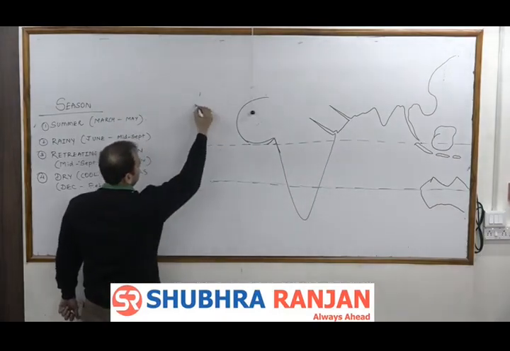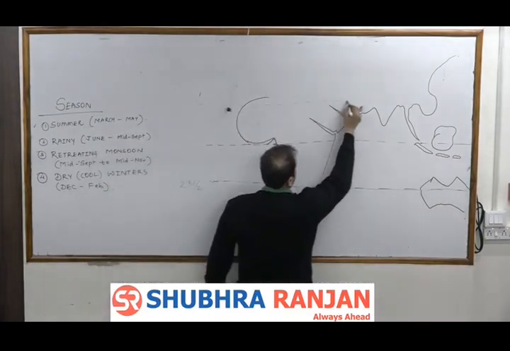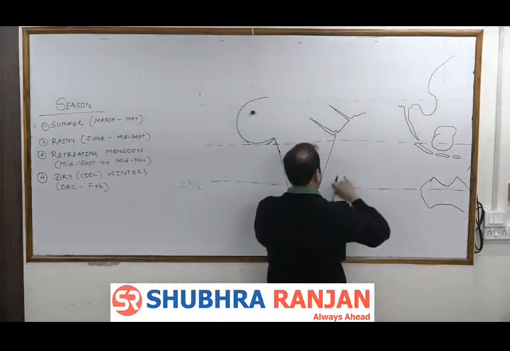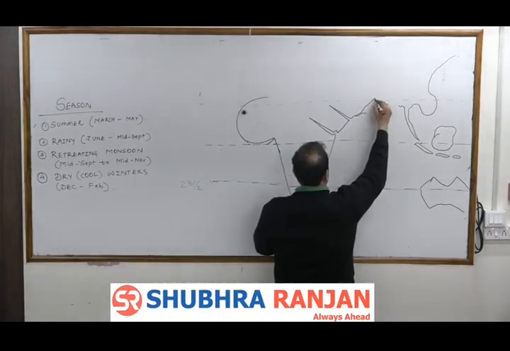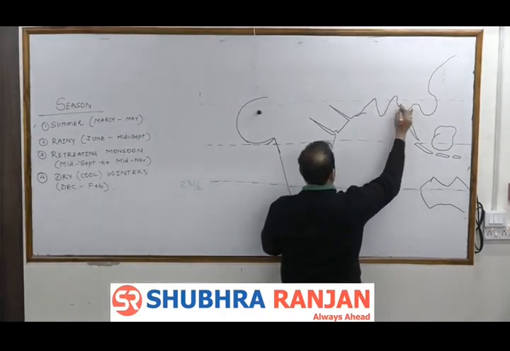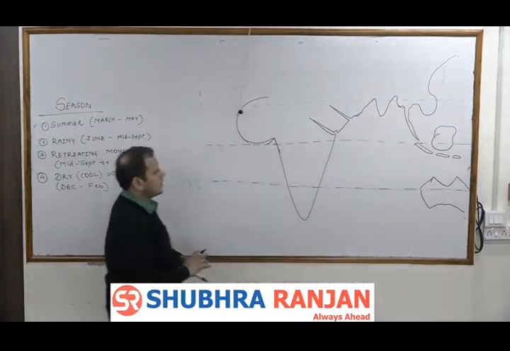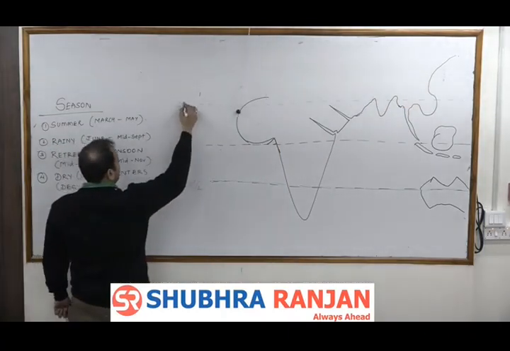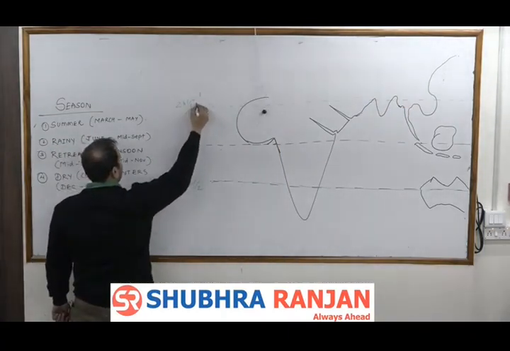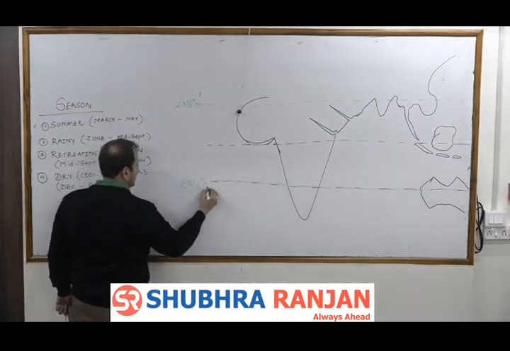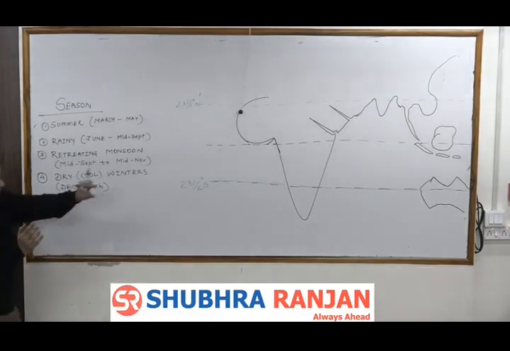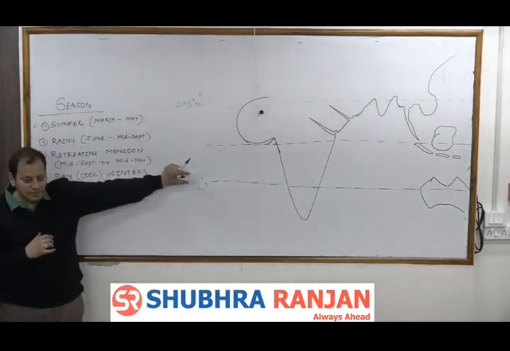And this is the 23.5 degree north. That is the tropic of Cancer, which cuts India into two parts. So 23.5 degree north and 23.5 degree south. Now when the sun is in the southern hemisphere, we are having winters.